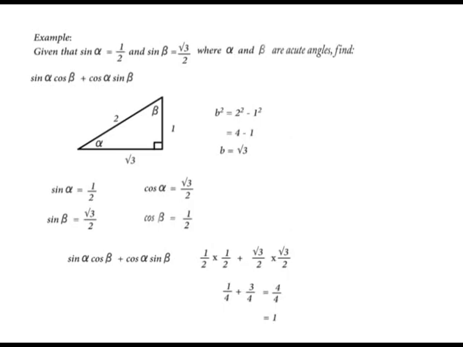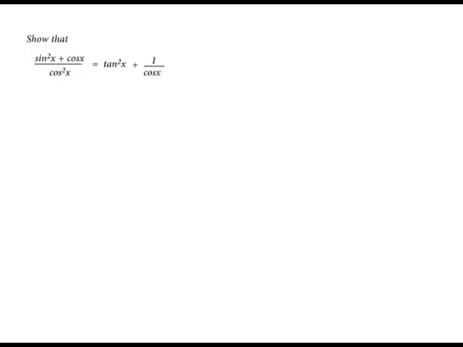Example 2. Show that (sin squared x plus cos x) over cos squared x is equal to tan squared x plus 1 over cos x. Now we want to prove that the left hand side is equal to the right hand side. So we take the left hand side, split that into separate fractions.